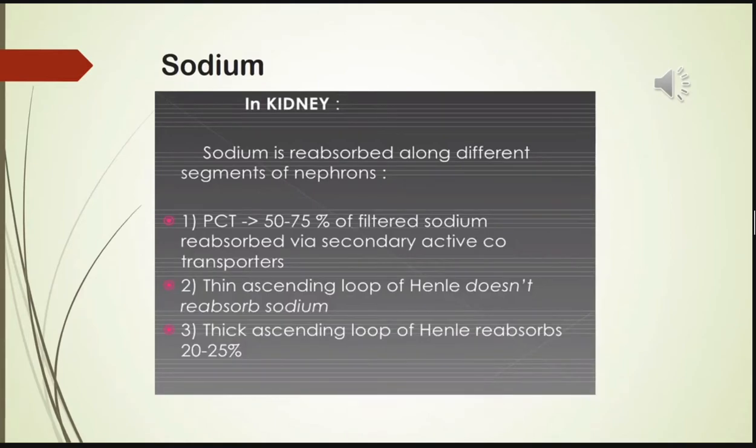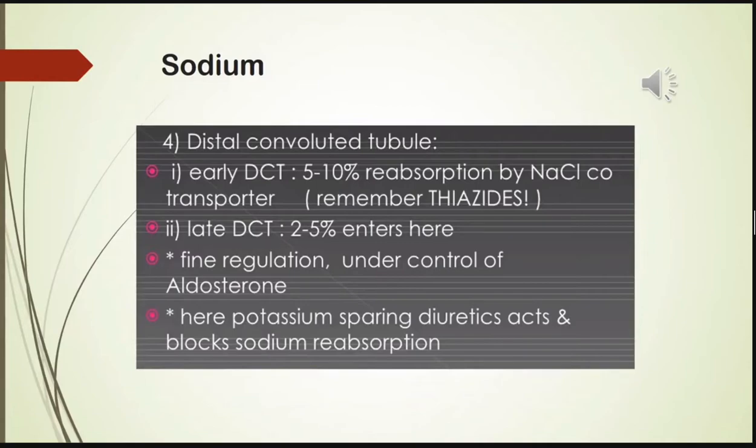As sodium is filtered from the kidneys, the proximal convoluted tubule would reabsorb about 50 to 75% of the filtered sodium. The rest is reabsorbed at the thick ascending loop of Henle. The distal convoluted tubule would reabsorb the remaining amount of filtered sodium. It is also here that potassium-sparing diuretics act to block reabsorption of sodium.